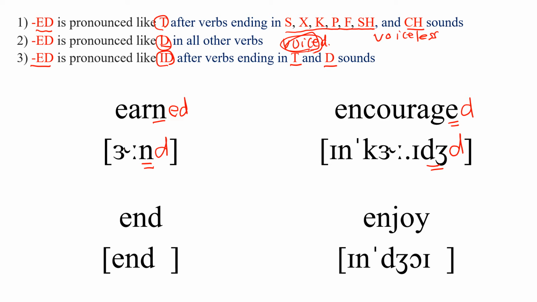Next one, end. This is a consonant, so we put ED, and because of the D ending here, it sounds like ended. Next one, enjoy. This is a consonant, so we put ED, and yet this is the I sound, which is a vowel and voiced, so we put only D. And then it's going to be enjoyed.